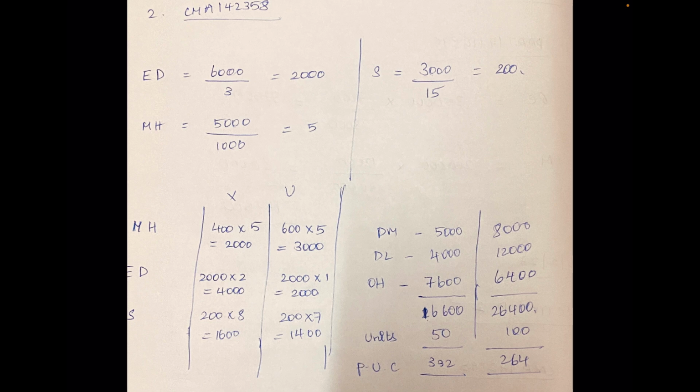For setup, the number of setups for X-ray is 8. The cost per setup is $200. So the total overhead cost allocated for setup is $1,600 for X-ray. For ultrasound, the cost per setup is $200 times the number of setups for ultrasound, which is 7. The total cost allocated for setup is $1,400.